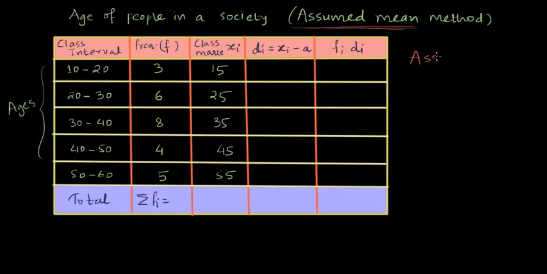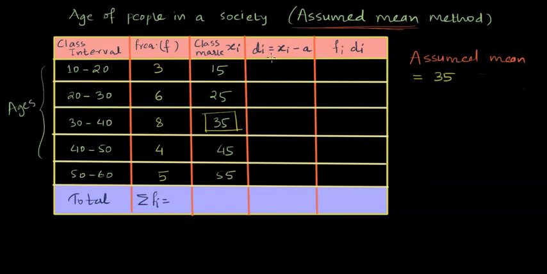Now this assumed mean is somewhere in the middle when we arrange the class marks in ascending order like this. So x1, x2, x3 and so on, and we choose some middle value to be the class mark. So here the class marks are 15, 25, 35, 45 and 55. We can choose our assumed mean to be 35 here. So let's just write that. So here we are assuming that our assumed mean is 35.